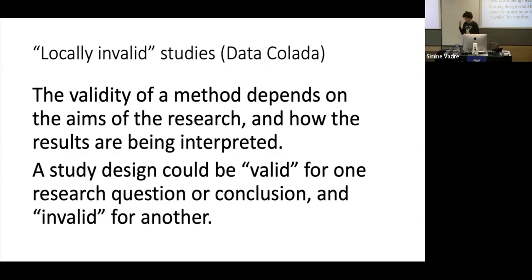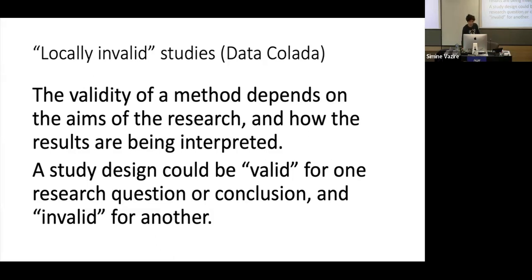We talked about this a little bit at the beginning of last week, that a method, a measure, a design isn't just valid or invalid. It's valid or invalid for a particular purpose. So something could be a bad measure of one construct and a good measure of another construct. Its construct validity depends on how that measure is being interpreted.